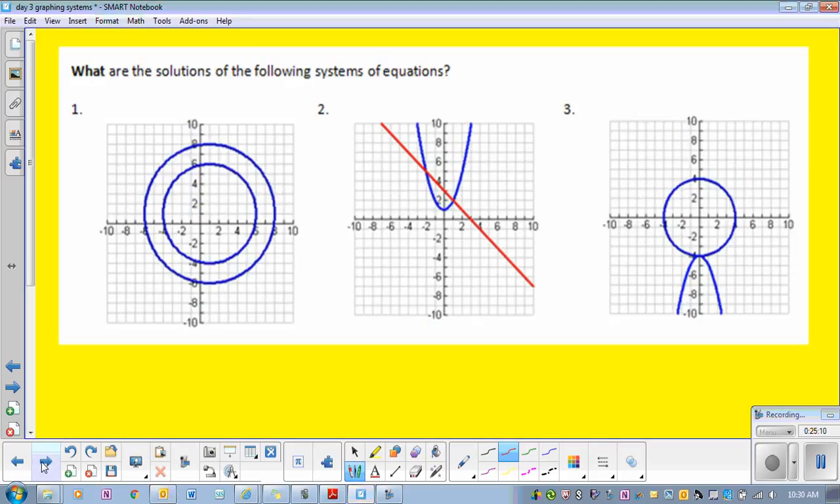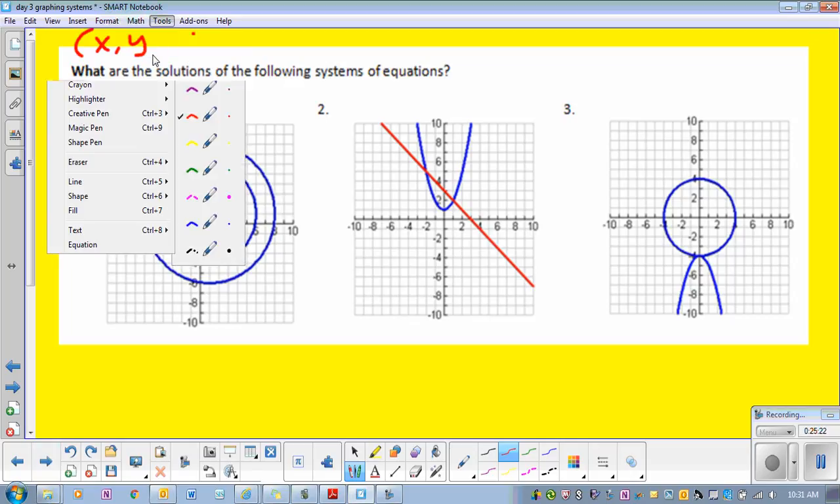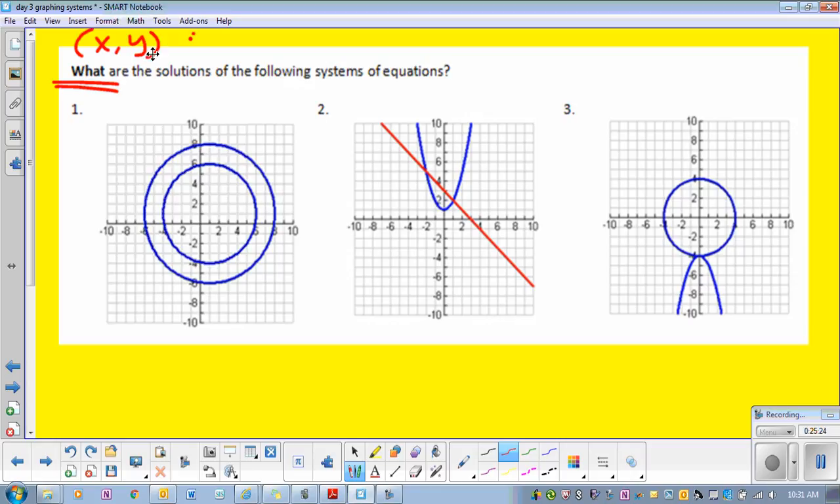So the next part says, what are the solutions? Well, now, guys, I'm not asking you how many. I want you to tell me the solutions. That is the actual x comma y ordered pair. What are the points? Okay? So number one, do they have any intersecting points? Number one, no, right? This one's none. What are the solutions? None, so no solutions.